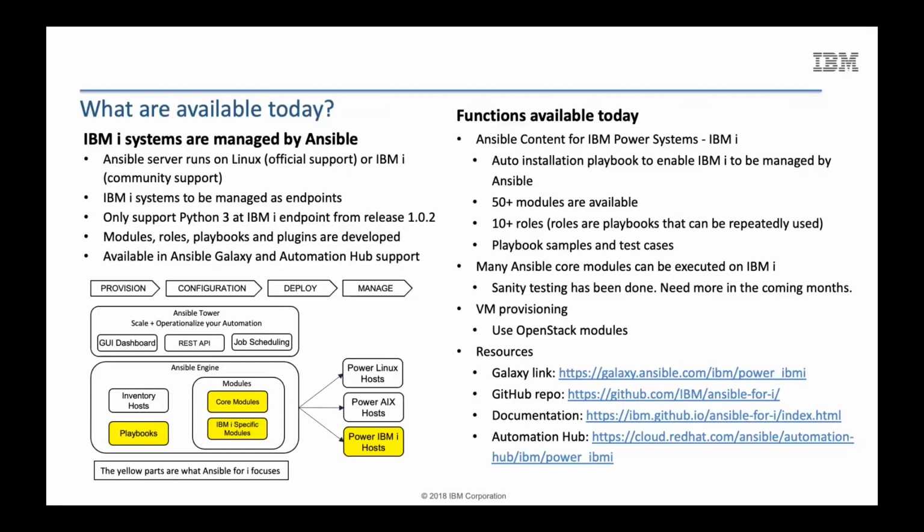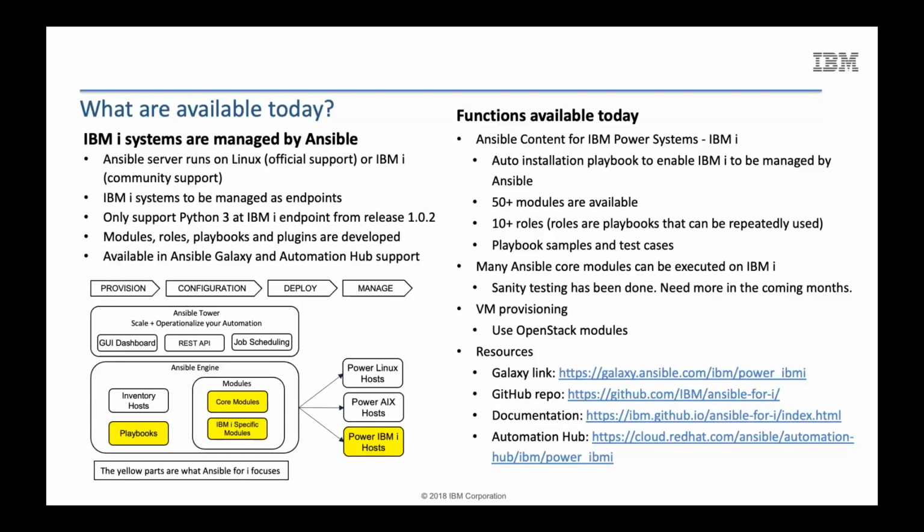As I mentioned, we have over 50 modules and a couple of playbooks available. We also have an official name: Ansible content for IBM Power Systems, IBM i. You have different ways to download this support. You can download the IBM i packages through Ansible Galaxy or Automation Hub, which are the online shopping stores for Ansible packages. You can also go to our GitHub repository and build your own packages from the latest code.